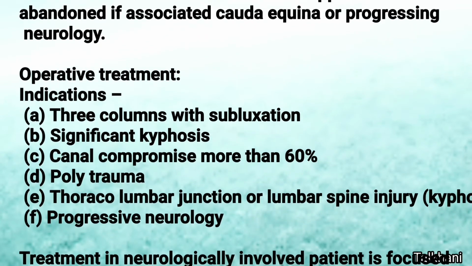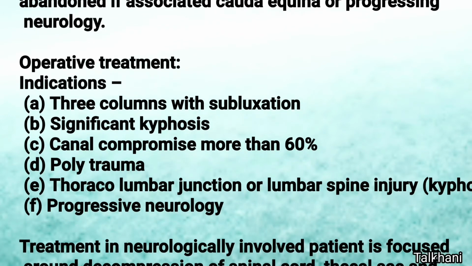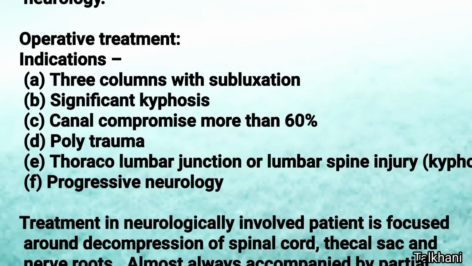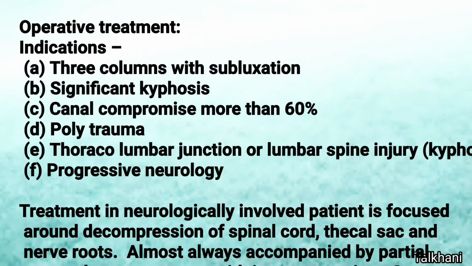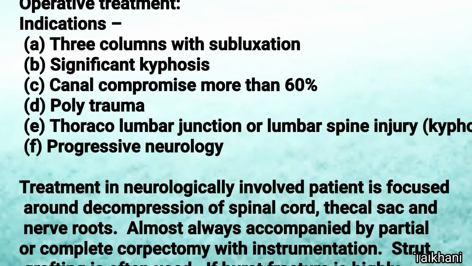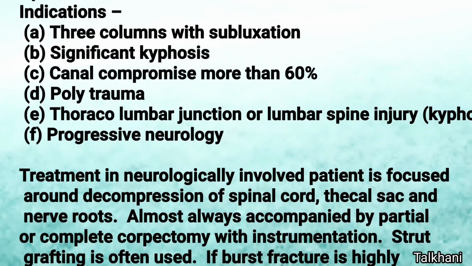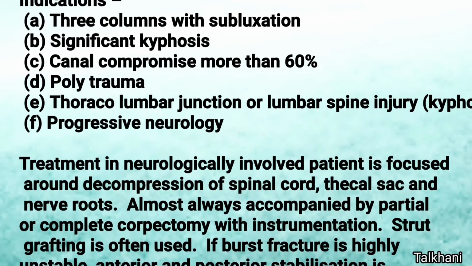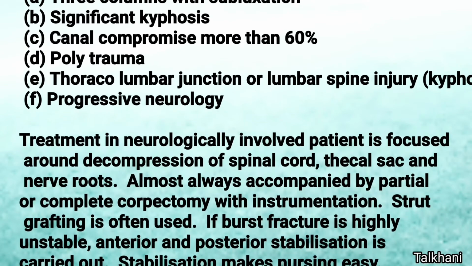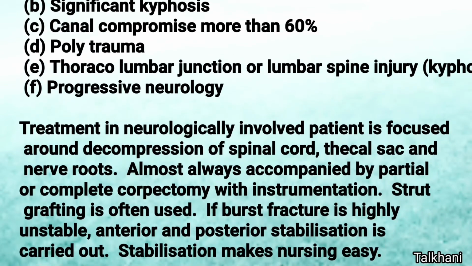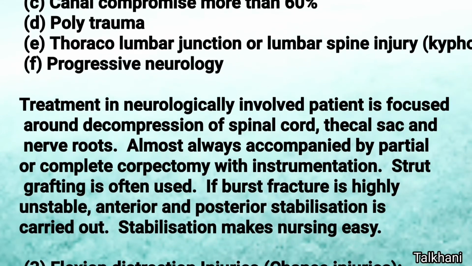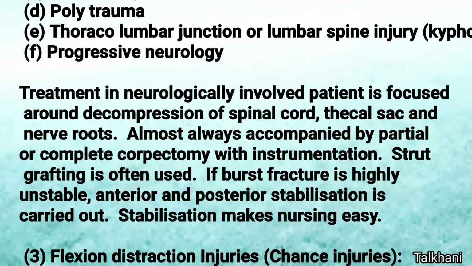Treatment in neurologically involved patient is focused around decompression of the spinal cord, thecal sac, and nerve roots, almost always accompanied by partial or complete corpectomy with instrumentation. Strut grafting is often used. If burst fracture is highly unstable, anterior and posterior stabilization is carried out. Stabilization makes nursing easy. Number 3. Flexion distraction injuries, also called Chance injuries.